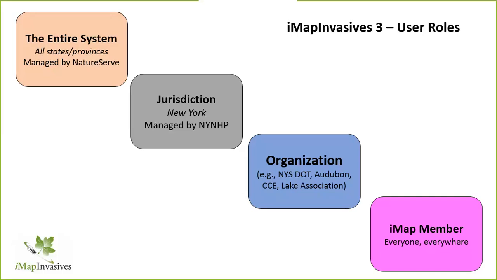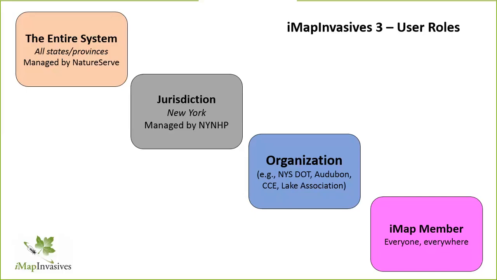So if you're traveling outside of New York, you can now enter data in other states, which is new and great because we have what they're calling the America's View for the iMapInvasives system. And within that system, there are jurisdictions. These are the official members within the IMAP system, and New York is one of these.